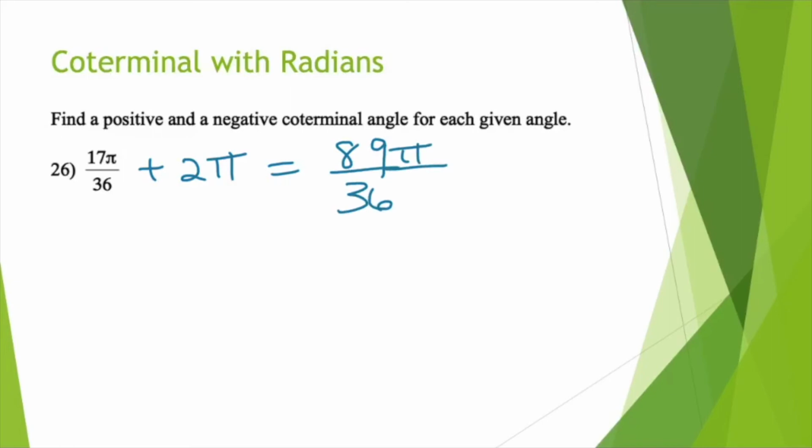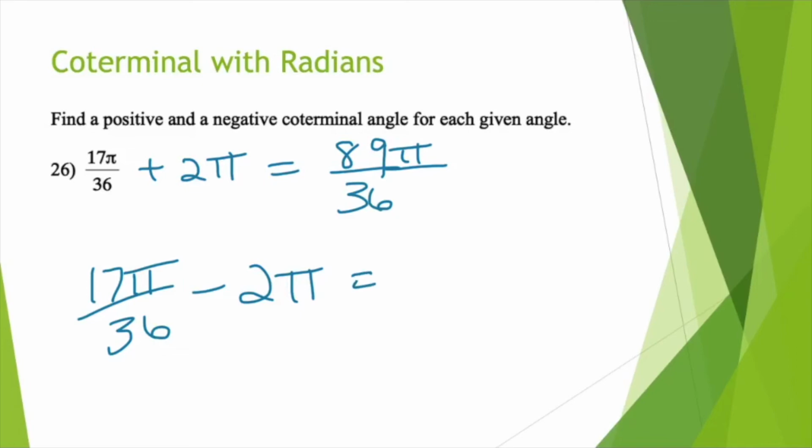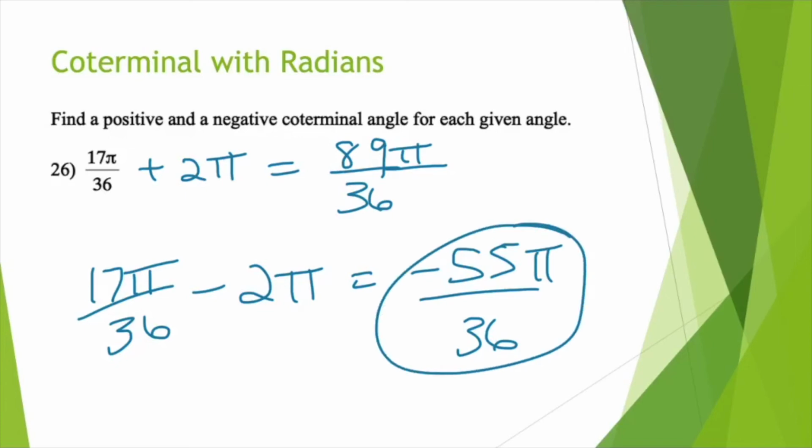That's our positive, but we also needed a negative. So we're going to take 17 pi over 36, and we're going to subtract 2 pi. Go ahead and do that one also, and check back with me when you're done. I got a negative 55 over 36, and you just tack on the pi when you're done. We have our negative and our positive.